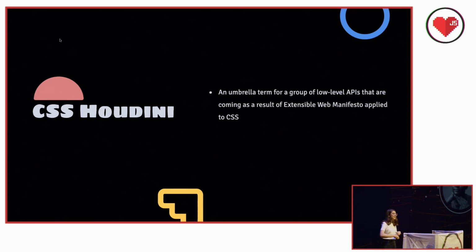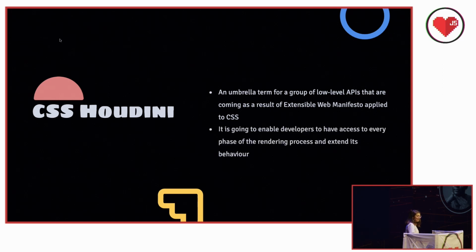So CSS Houdini is an umbrella term for low-level APIs. And it is going to enable us developers to have access to every phase of the rendering process, and then we can extend or change its behavior. So it has a bunch of APIs, but today we're going to talk about only 3 of them because these are the 3 that have been implemented into Blink. As a result, they are accessible in Chrome. So we're going to start with typed OM.